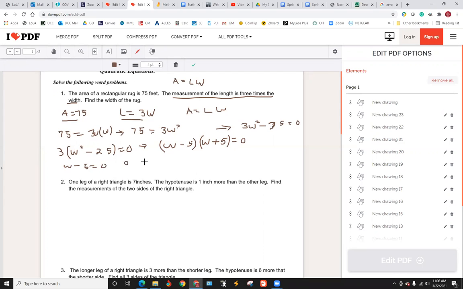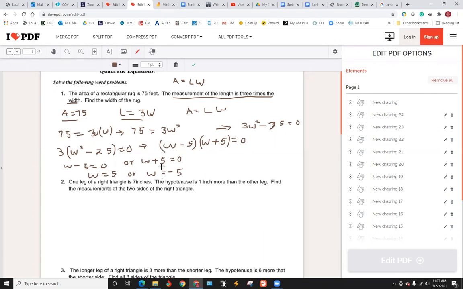Or, so this is going to be W is equal to 5. Or, all right. So we got 2 solutions. Now, here's the thing you got to watch out for when you're dealing with applications. When we're talking about things like lengths, widths, time, there are no negative values. So we have to weed out any non-viable solutions.